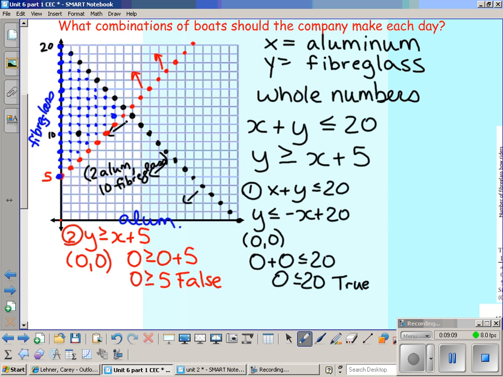That satisfies our inequality. That's only 12 boats, so it's definitely less than or equal to the 20. And 2 aluminum plus 5 is 7. So they're making at least 7 fiberglass. So there definitely is that separation. So any of those combinations in that blue stippled region are acceptable.